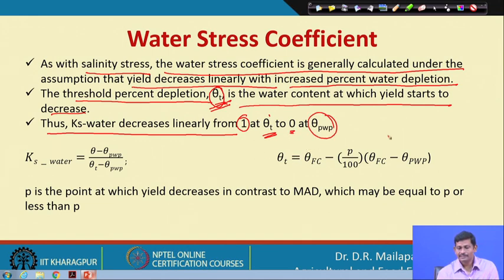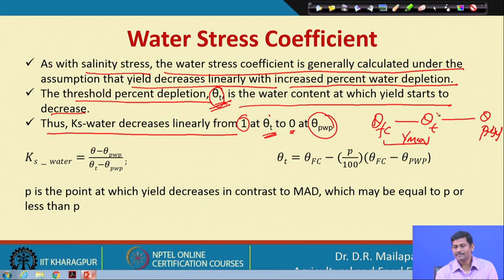So here, theta FC means field capacity. Then theta T and then theta WP. Between theta FC and theta T, the plant does not show any yield reduction, so you get maximum yield, Y max. Then between theta T and theta W, you get actual yield, and here the yield is going to decline, maybe you get 0 yield.